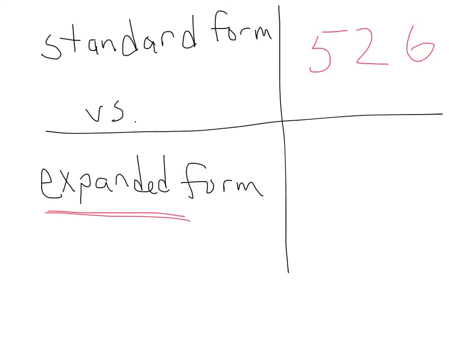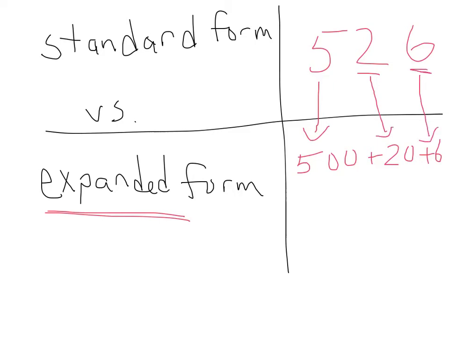Expanded form, remember expanded, we are talking about a word that is, for one, long, and when we write it in expanded form, the number seems to get longer, but it is the exact same number. So expanded form, we have 500 plus 20 plus 6. The 500 is in the hundreds place. The 2 is in the tens place. That is equal to 20. And the 6 is in the ones place. And that is written as 6.